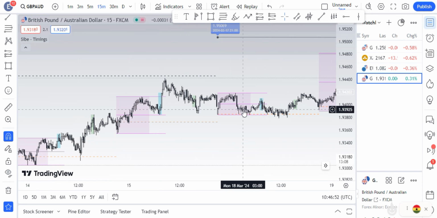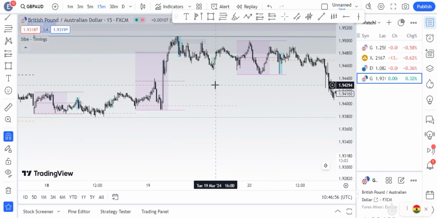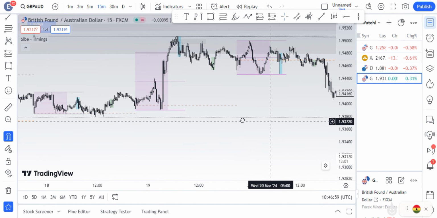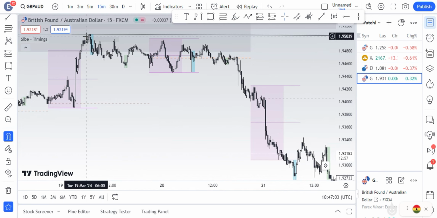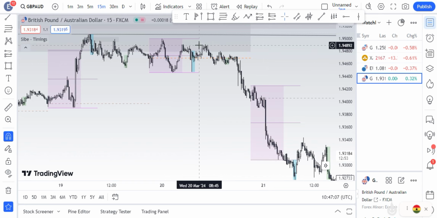So Monday, I sat out of this trade. I did not want to rush myself into a buy, going for the upside before trying to get the sells. And getting into Tuesday, I saw what I wanted to see on the lower time frames, and I got this particular trade in the London session, the opening of London.